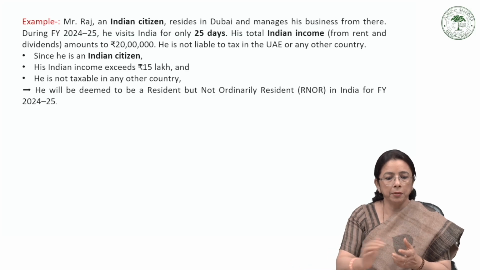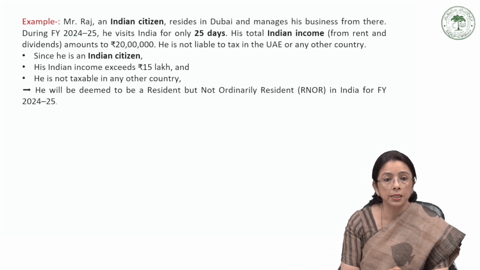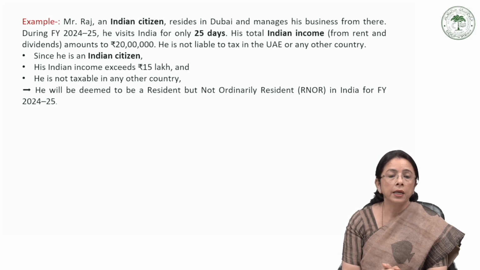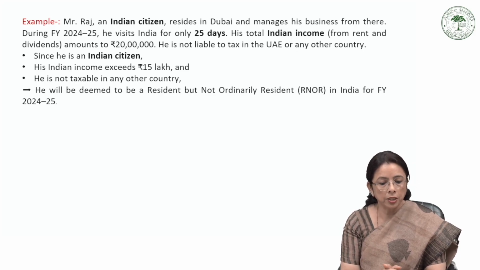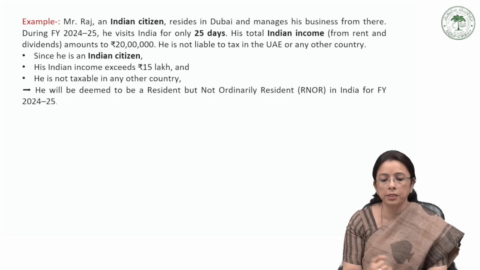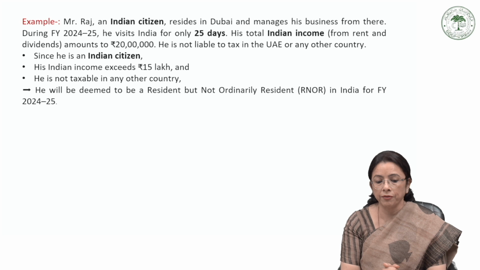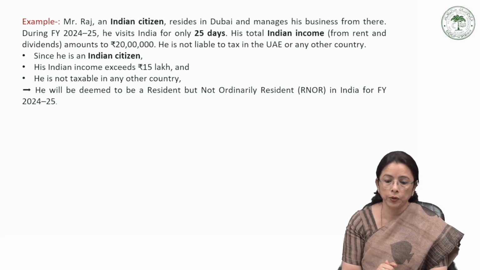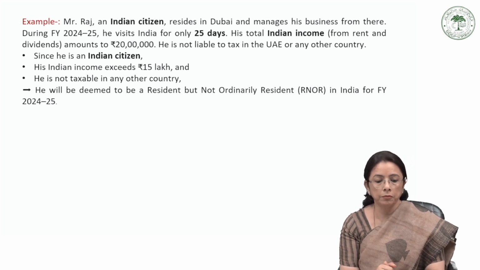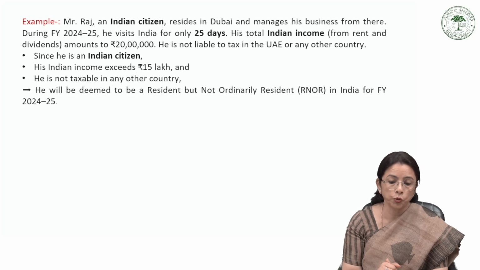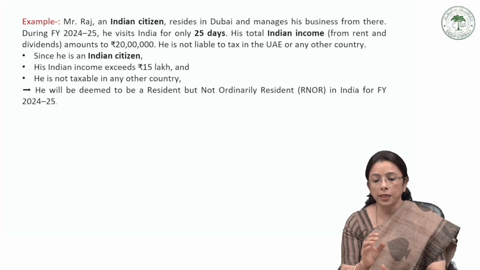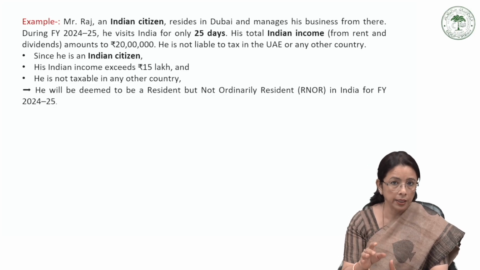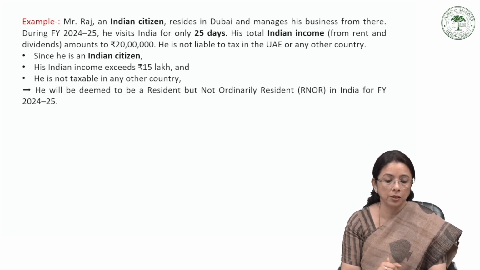Another example, maybe Mr. Raj, who is an Indian citizen, resides in Dubai and manages his business from there. During the financial year 2024-25, he visits India for only 25 days, only for 25 days in the financial year 24-25. His total Indian income from rent and dividend amounts to rupees 20 lakh. Now, he is not liable to tax in UAE or any other country. He declares that he is not liable to any taxes in UAE.